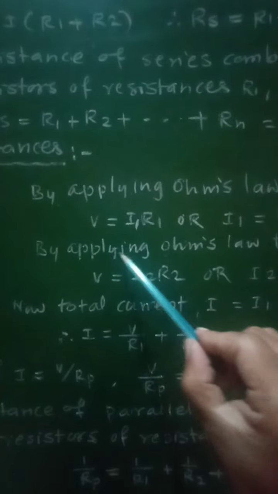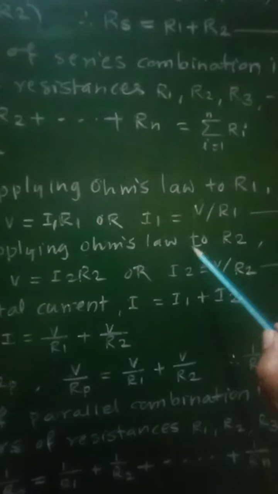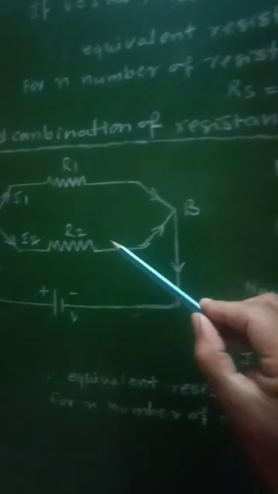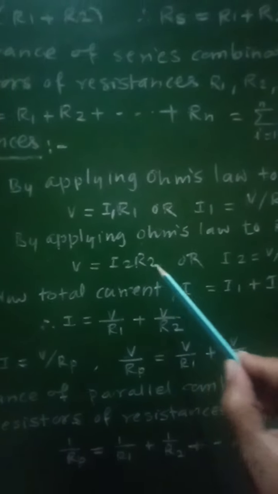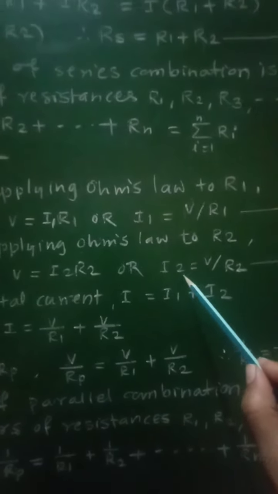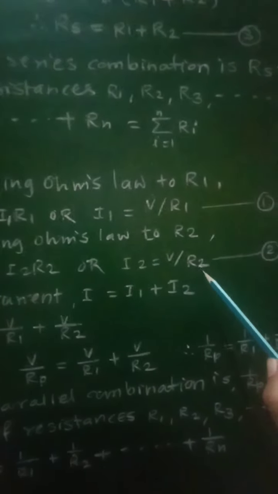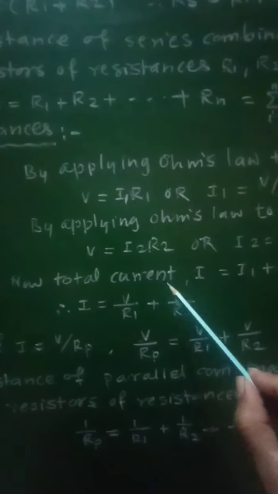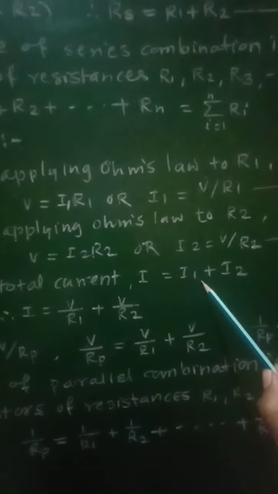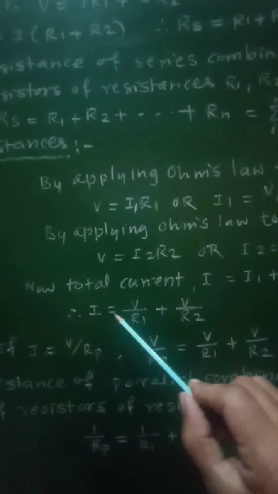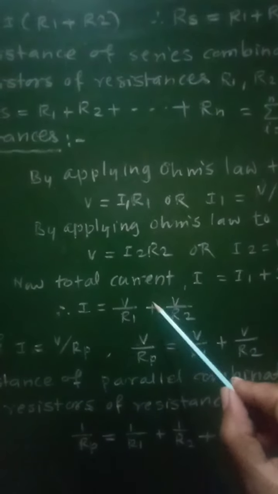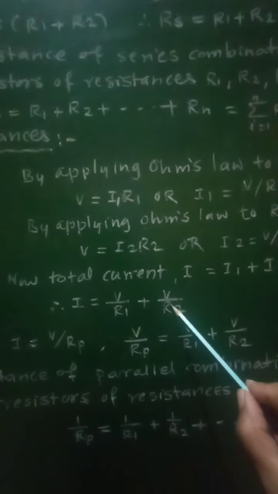Similarly, applying Ohm's law to resistance R2, we will get again V equal to I2 R2, or I2 will be equal to V by R2, equation number 2. Now as the total current in the circuit, I is equal to I1 plus I2, putting values of I1 and I2, we will get I equal to V by R1 plus V by R2.